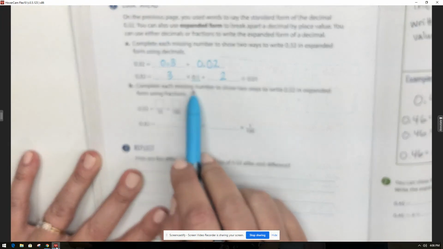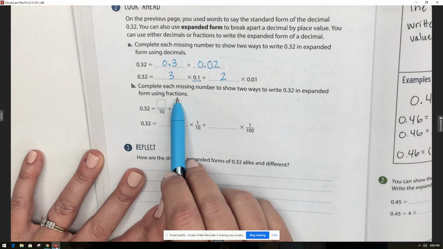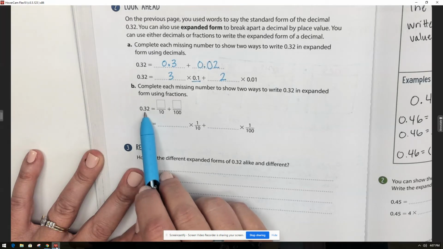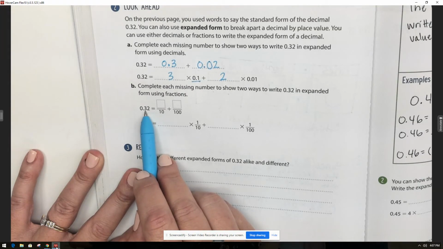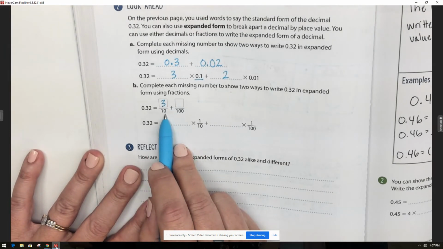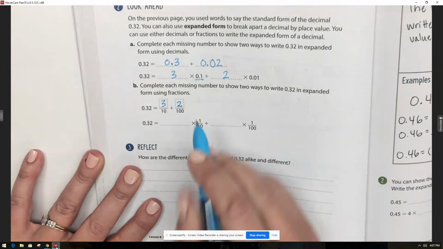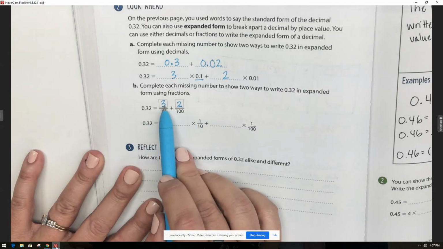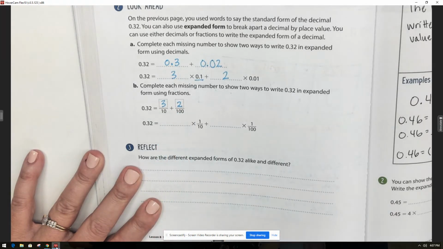Now we're going to complete each missing number to show two ways to write 32/100ths in expanded form using fractions. So if we look at this 3, we have some tenths and we have some hundredths. How many tenths do we have? That's right, we have 3/10. So this is written as 3/10. And we have 2/100ths. So if you put a 2 here, that says 2/100ths. And when you add the two together, you get 3/10 plus 2/100ths, which is 32/100ths.